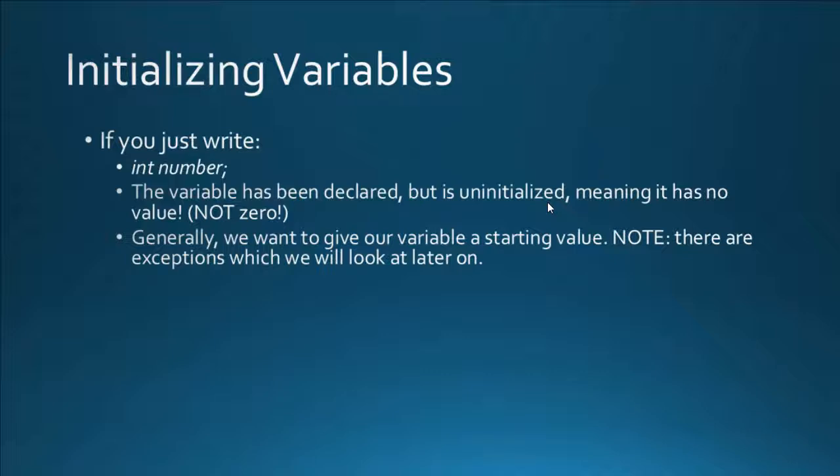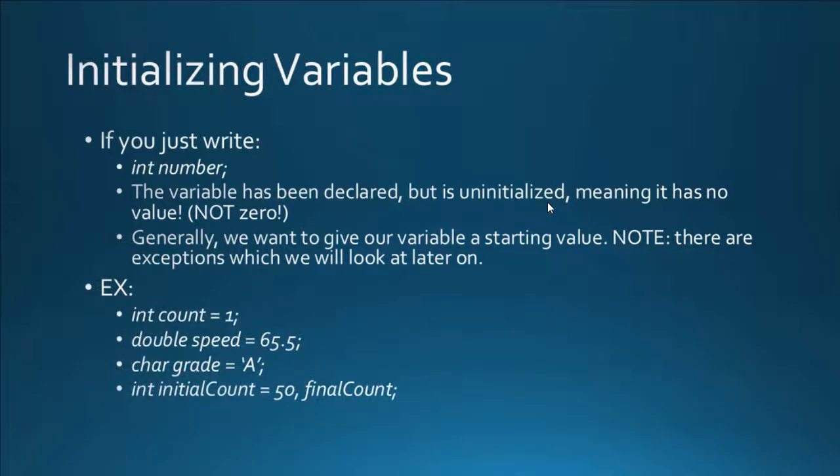Now, generally speaking, we want to give our variable a starting value. Note there are exceptions, which we will look at. But sometimes we want to give that variable just something to start off with. So here's some quick examples. Int count is equal to 1. Double speed is equal to 65.5. Char grade equals A.